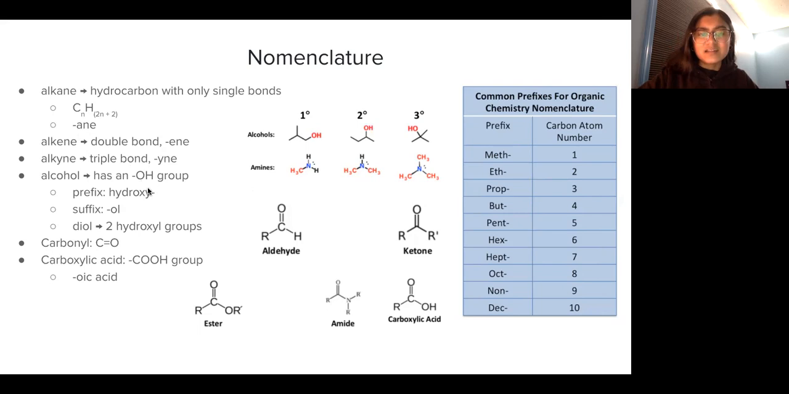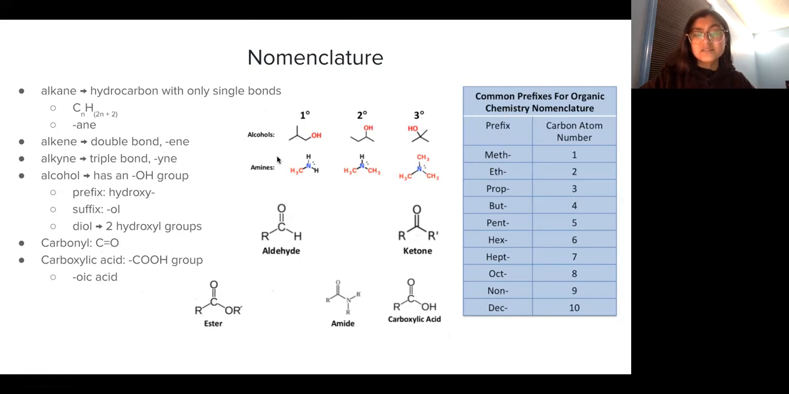Alcohols have an OH group. The prefix would be hydroxy, or the suffix would be -ol. So if you see either of those, then you know that an alcohol is involved in whatever molecule you have. And if you see diol, that involves 2 hydroxyl groups, so 2 of these OH groups. A carbonyl involves a carbon double bonded to an oxygen, which you can see in a lot of these here. And then a carboxylic acid has this group here, COOH, and those will end in -oic acid.